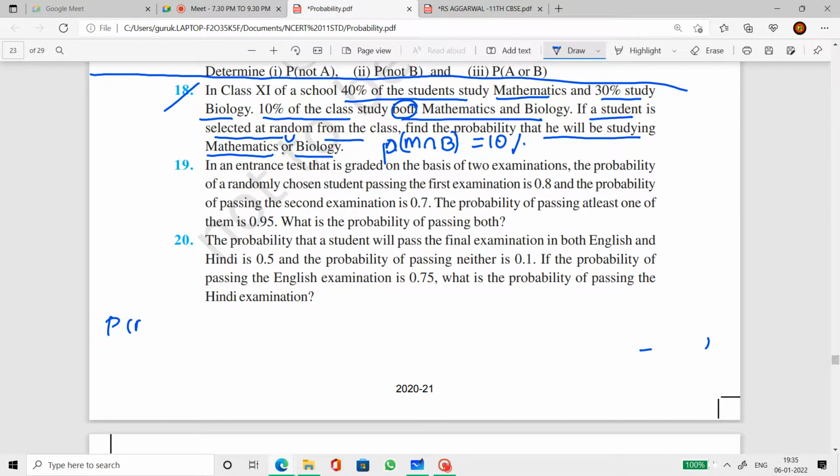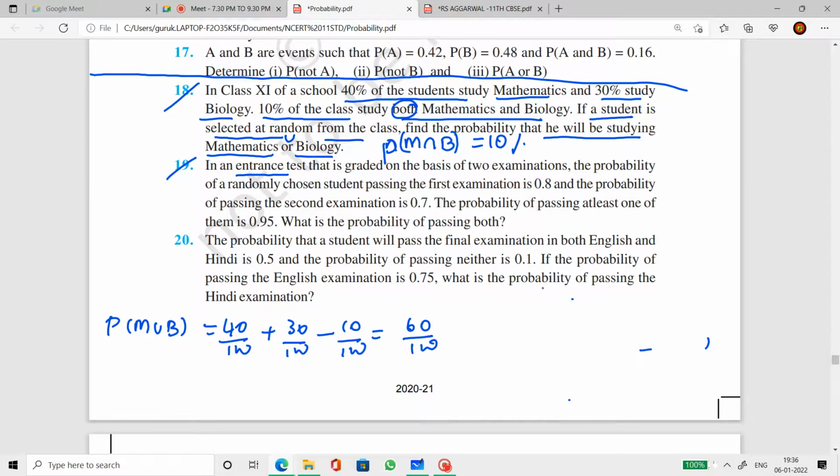So P of M union B equals 40 by 100 plus 30 by 100 minus 10 by 100, which is 60 by 100.